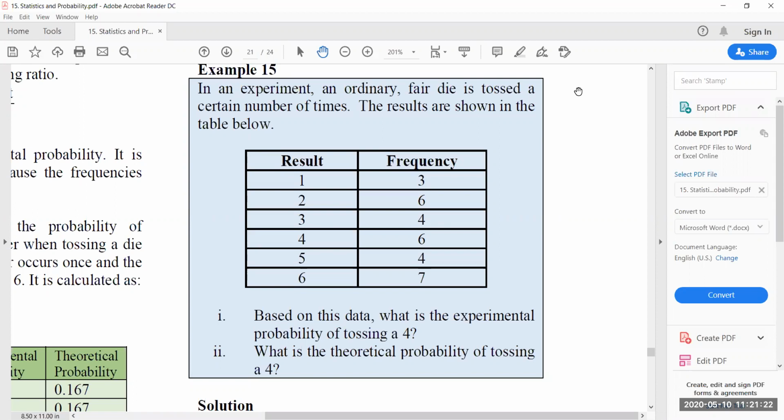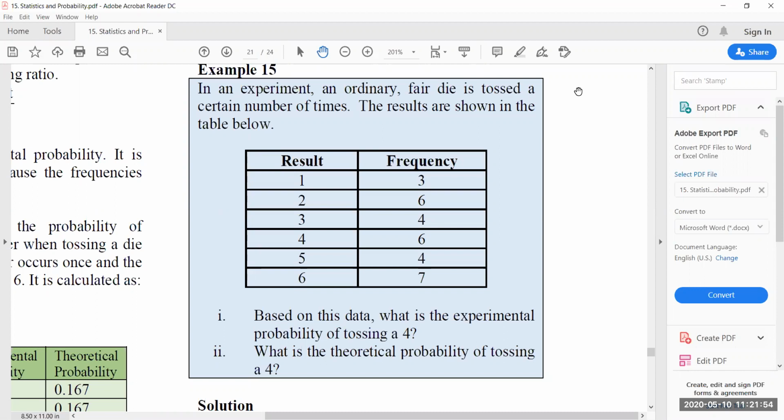So 6 out of those 40 times, sorry, 30 times, yeah, my bad. 3 plus 6 plus 4 plus 6 plus 4 plus 7 is 30 times. So the number of times you would have conducted the experiment would have been 30 times. Now 6 out of those 30 times, you would have obtained the 4. So the probability of obtaining a 4 will be 6 out of the 30 times, which is 1/5.